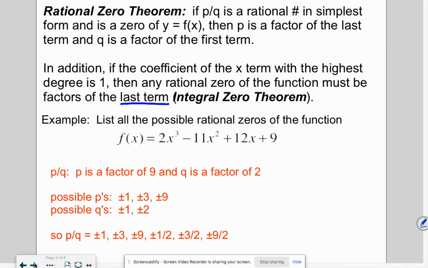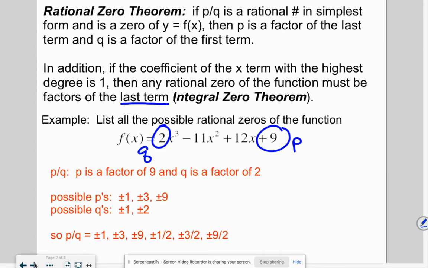So for example, we're going to list all the possible rational zeros of this function f of x equals 2x cubed minus 11x squared plus 12x plus 9. Okay, so this is in descending order of degree, and so the constant is 9. That is considered your p value, okay? The leading coefficient is 2. That's considered the q. So I just identify those right away.